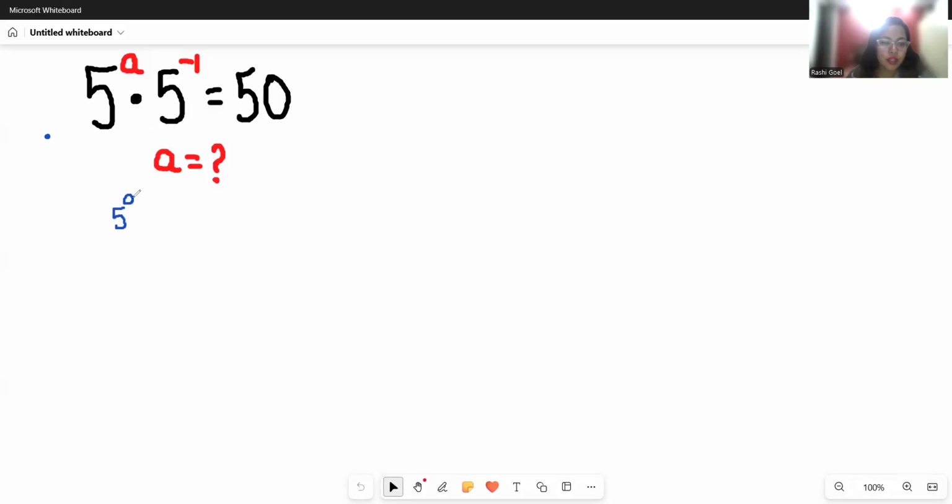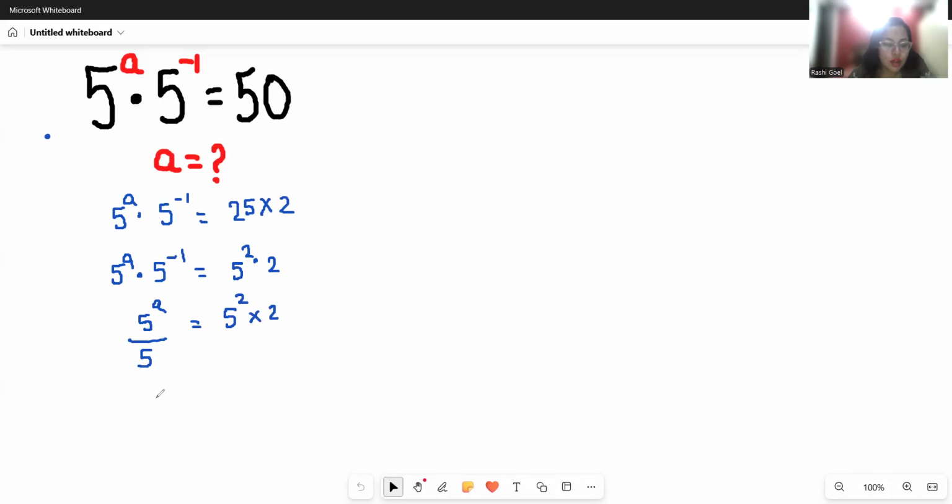So 5^a times 5^(-1) equals 50. I can write it as 25 times 2. So 5^a times 5^(-1) equals 25, and I can write 25 as 5 squared, times 2. Now if I divide, I can write it as 5^a equals 5^2 times 2 times 5. So 5^a equals 5 cubed times 2.